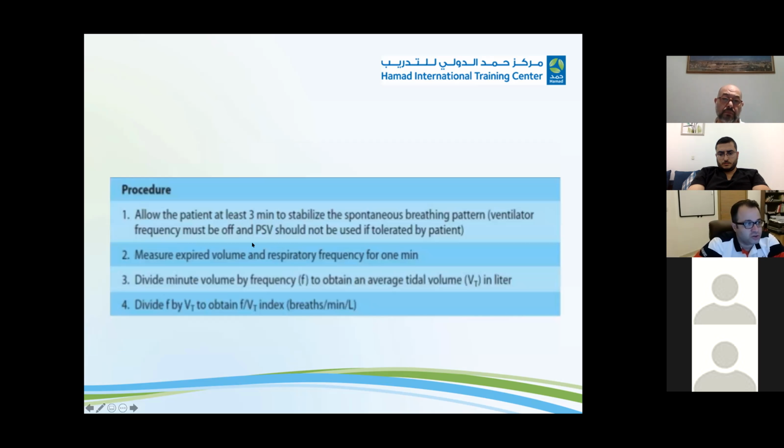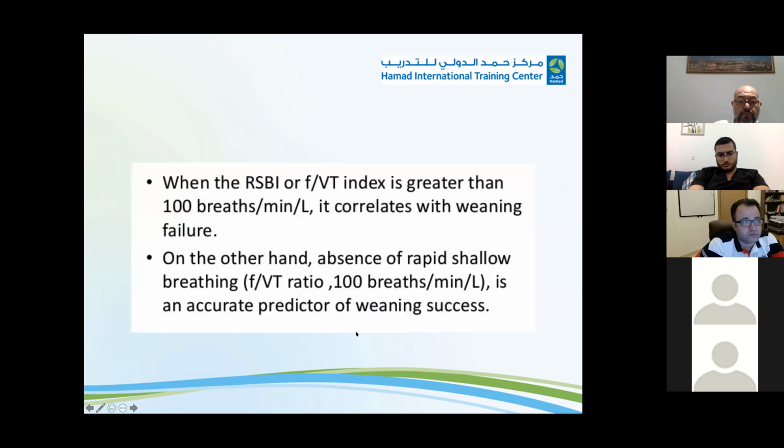So how do you do the procedure? You allow the patient at least 3 minutes to stabilize their spontaneous breathing pattern. The ventilator frequency must be off, like they should be on a T-piece with minimal or no pressure support, and then measure the expired volume and respiratory frequency for 1 minute. The original method was disconnecting the ventilator and putting a spirometer at the ET tube. But because that may not be available, you can keep the same circuit, but just put the pressure support to 0 and let the patient breathe on their own. After you count the frequency and the tidal volume for 1 minute, divide frequency by tidal volume in liters and get your number. And that's basically what I said. If it's greater than 100, it correlates with weaning failure; less than 100, weaning success.